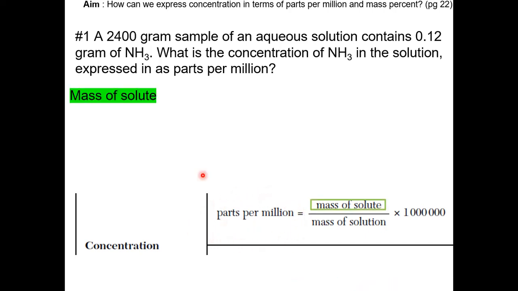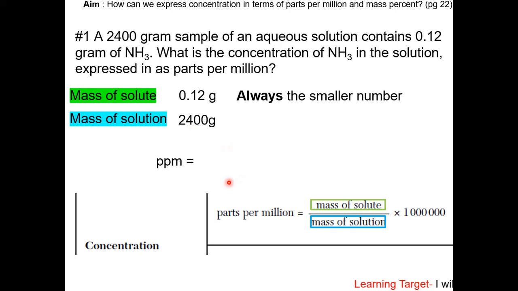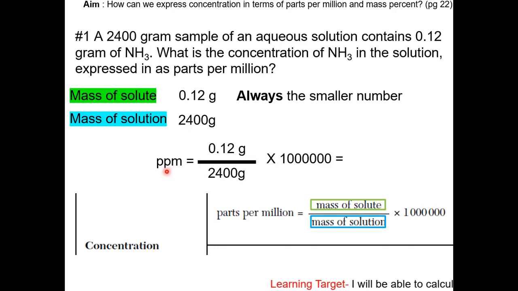The mass of solute is 0.12 grams. The mass of solution is 2,400 grams. If you're having trouble figuring out which is the mass of solute and which is the mass of solution, keep in mind the solute is always the smaller number in the solution. So we plug into the equation to solve for ppm, and we get 50 ppm using a calculator.